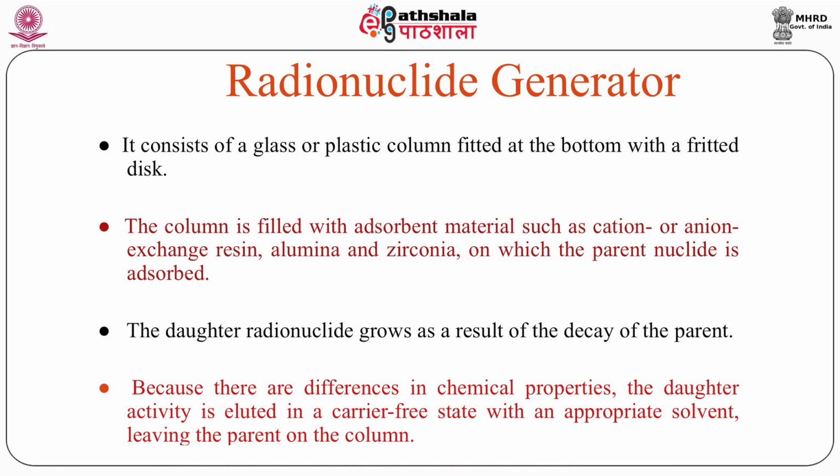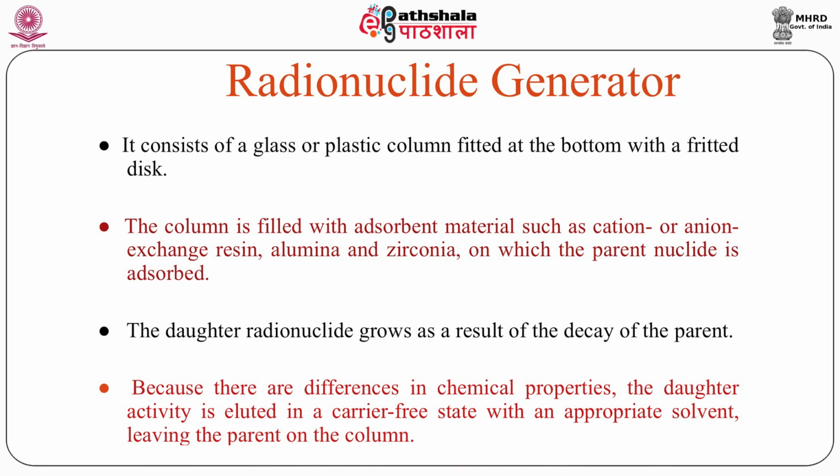Again, we summarize: when we talk about a generator, it consists of a glass or plastic column fitted at the bottom with a fritted disc. I'll show the picture to you on the next slide. The column is filled with adsorbent materials such as cation or anion exchange resin, alumina or zirconia on which the parent nuclide is adsorbed. The daughter radionuclide grows as a result of decay of the parent, because the parent, that is molybdenum, keeps on decaying with a 67 hours half-life, half of the activity decays out and forms technetium, and technetium remains there and has a half-life of 6 hours, it just started decaying.